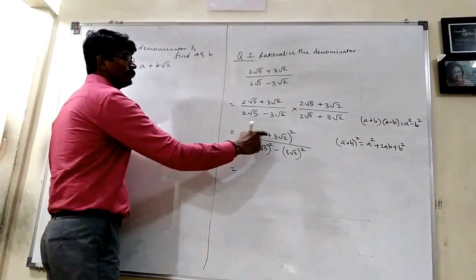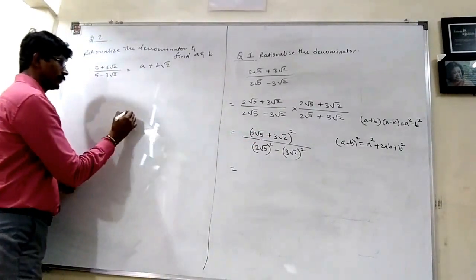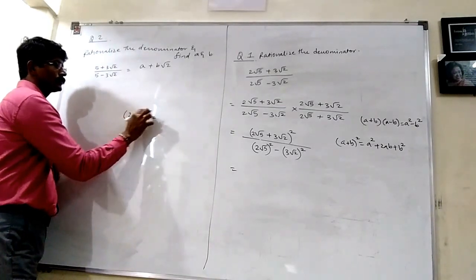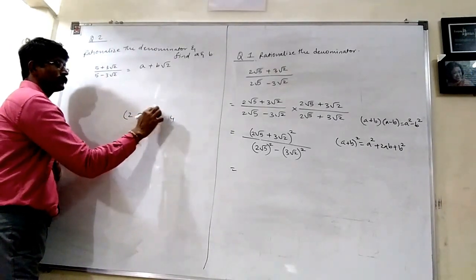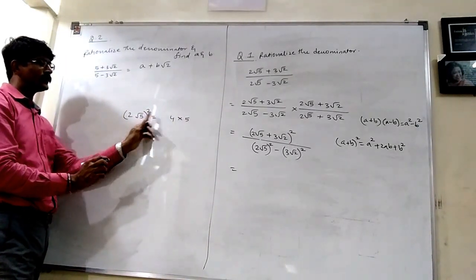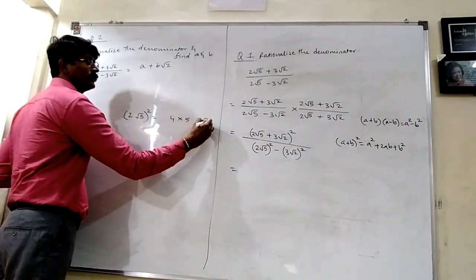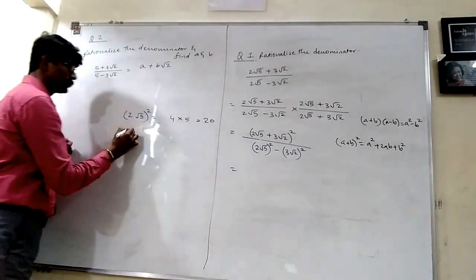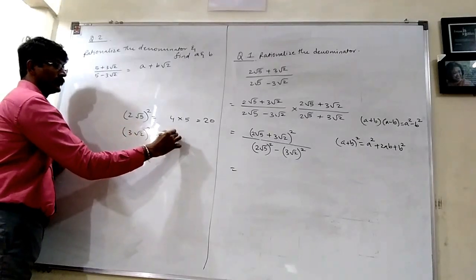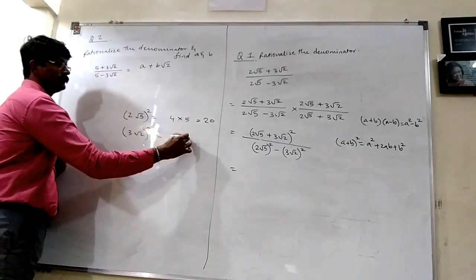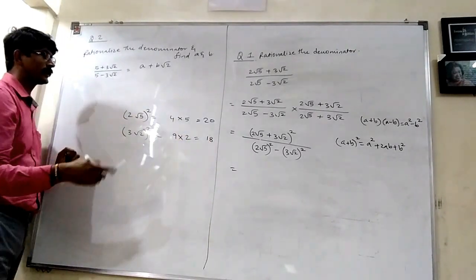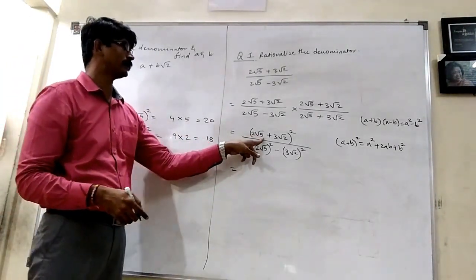So the square of 2 root 5 plus the square of 3 root 2. So 2 root 5 square: 2 square would be 4 and root 5 square would be 5. So that is 20. And 3 root 2 square: 3 square will become 9 and root 2 square will become 2. So it will become 18. We use this again and again over here. So look at this a square.